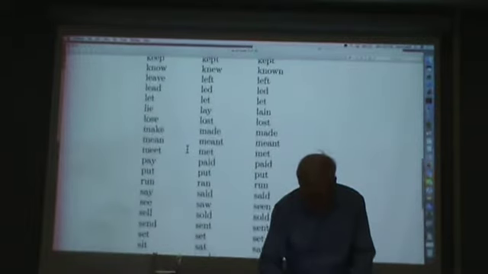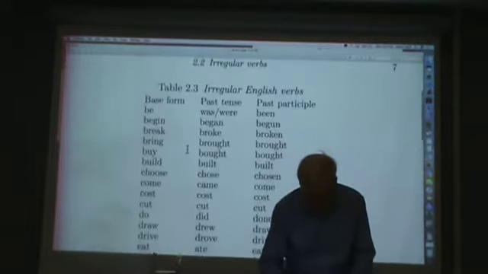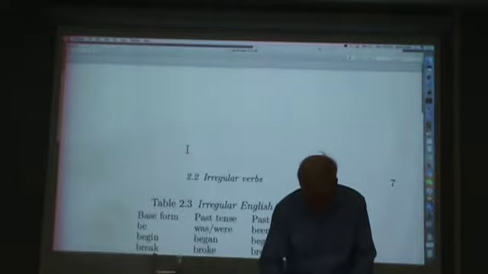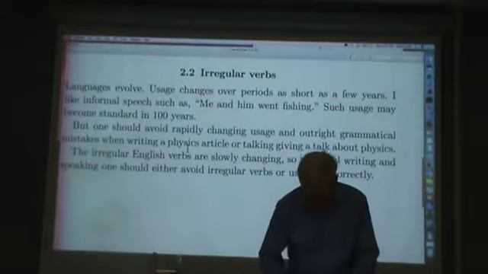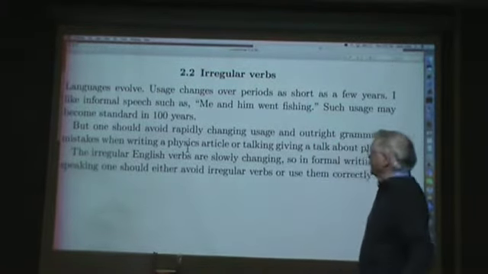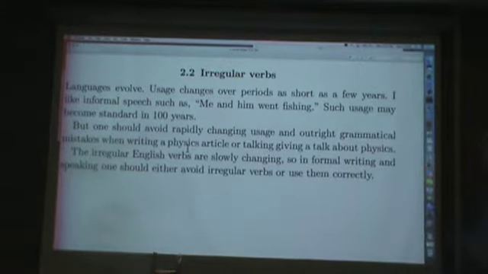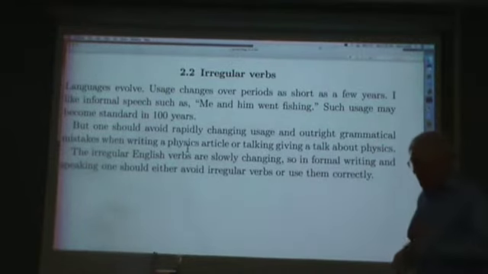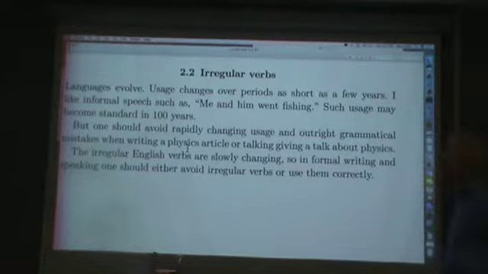Okay, so here I got from the web this afternoon a list of irregular verbs, but before that, let me just say what I wrote before that, if we can find it. Yeah. Okay, so languages evolve and usage changes over periods. In fact, these periods can be as short as a few years. Now, I enjoy listening to speech like "me and him went fishing." I think it's amusing, and it may become standard English in 100 years.